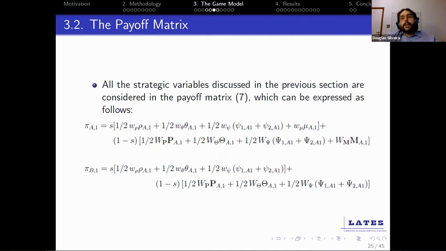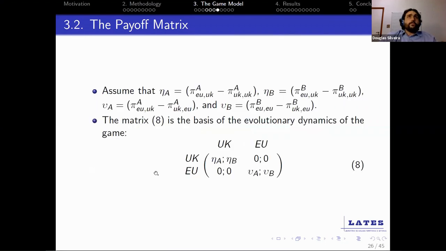But as it is already located in the UK, it will not incur this displacement cost, as you can see here. It will only have to consider 3 key variables in its locational decision because it's already located in the UK. So that's how we built this payoff structure.